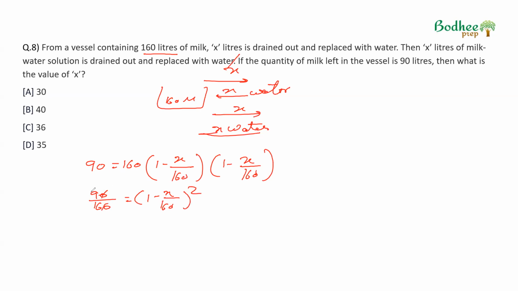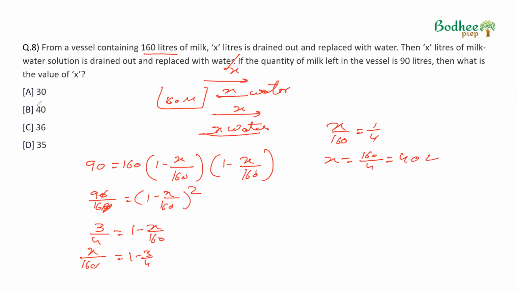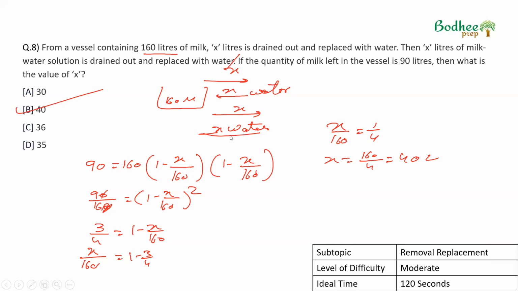Take the square root, zeros cancel. So this is square of 3, this is square of 4. So 3 by 4 is equal to 1 minus x upon 160, which means x upon 160 will be 1 minus 3 by 4, which is 1 by 4, or x will be 160 by 4, which is 40 liters. What is the value of x? 40 liters.